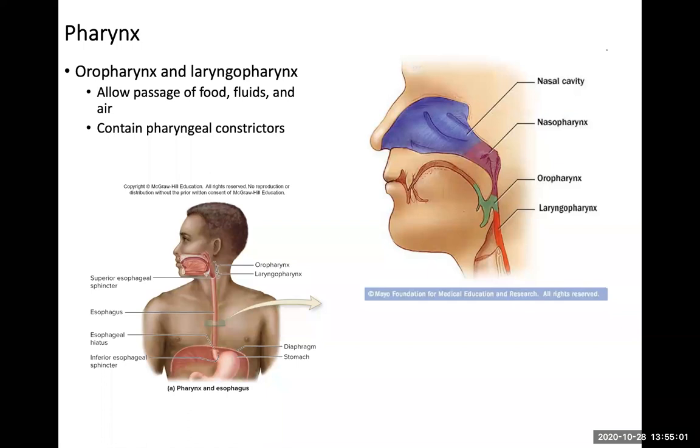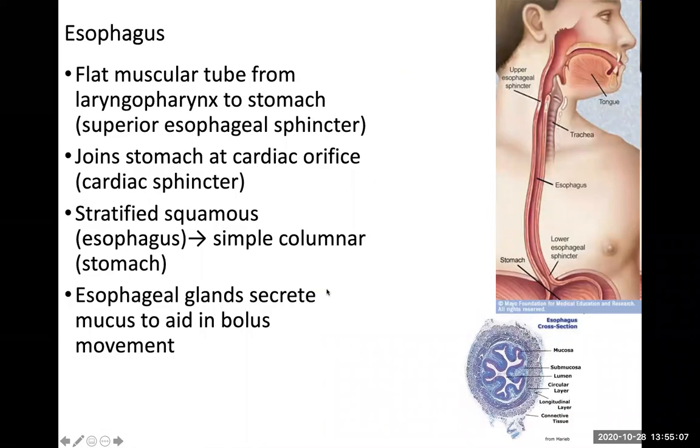I thought I had one more slide. Okay, well, that's all I have to say right now for this slide. We'll pull this all together when we talk about swallowing here in just a moment.